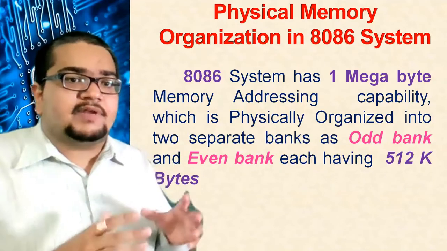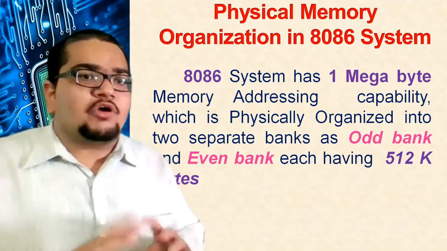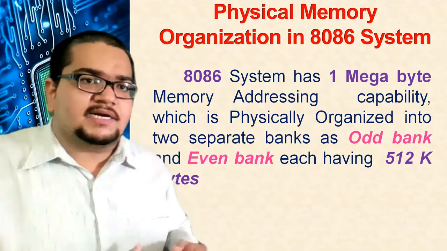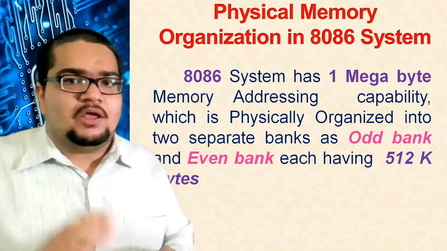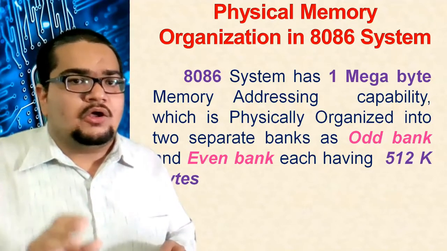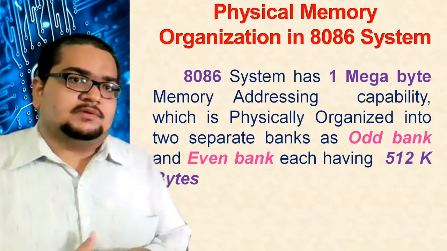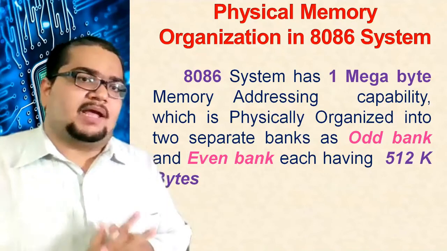So in this even bank and odd bank system, every alternate address is stored in a different bank. All the even addresses are stored in the even bank of memory. All the odd addresses are stored in the odd bank of memory. Why are we doing this? Why can't we have everything in the same bank?